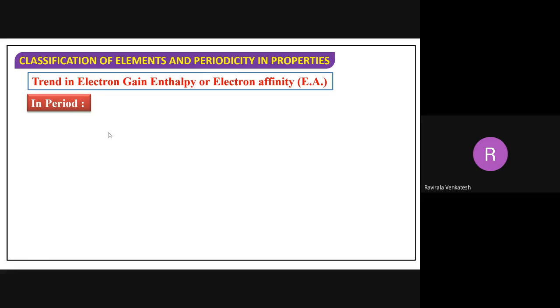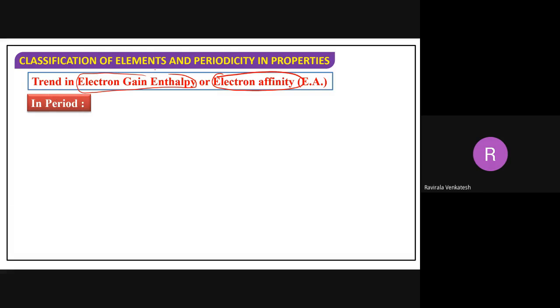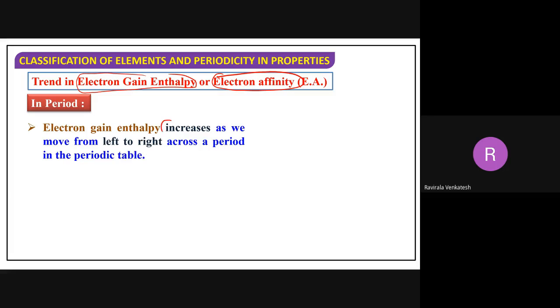Now let me see what happens in the trends, in the groups and the periods. Electron gain enthalpy and electron affinity are the same in periods and groups. In a period, what happens when you observe left to right? Electron affinity will always increase as we move from left to right across the period.